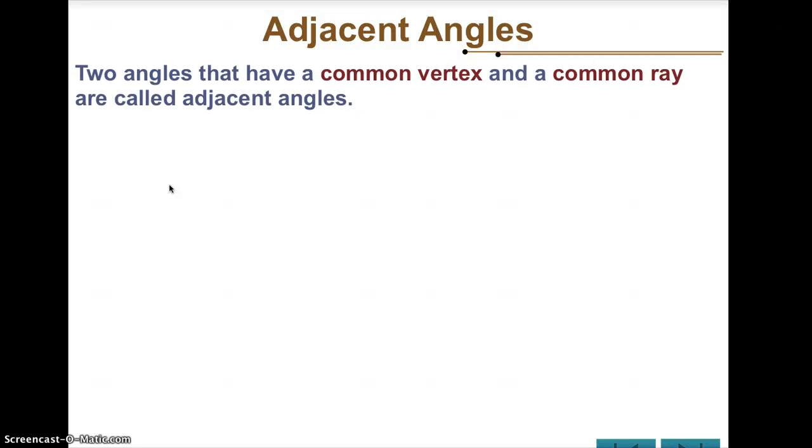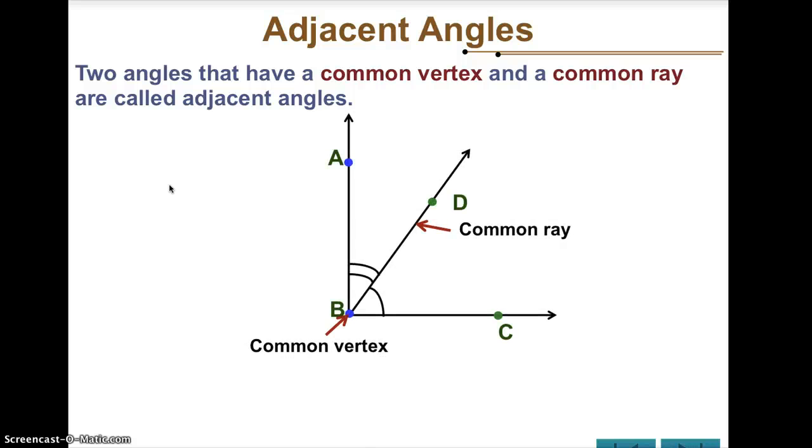Two angles that have a common vertex and a common ray are called adjacent angles. Okay, so let's have here a representation or a diagram. You have angle ABD is adjacent to angle DBC. If you see two angles that are right next to each other, you can say that they are adjacent angles.